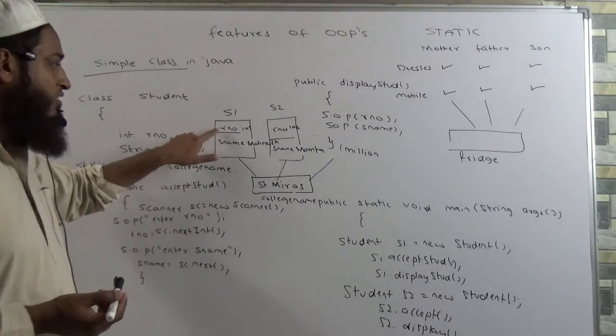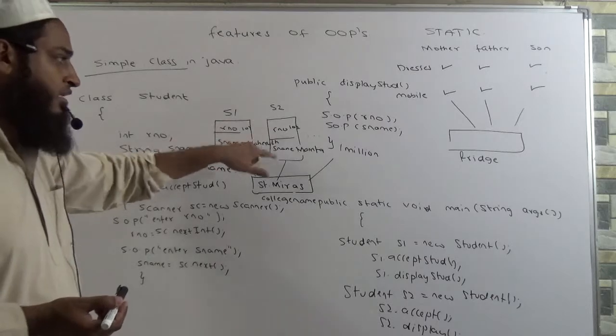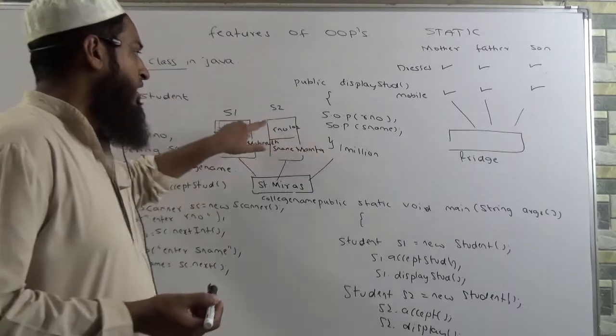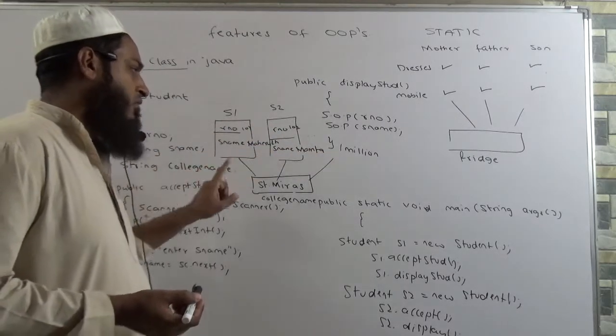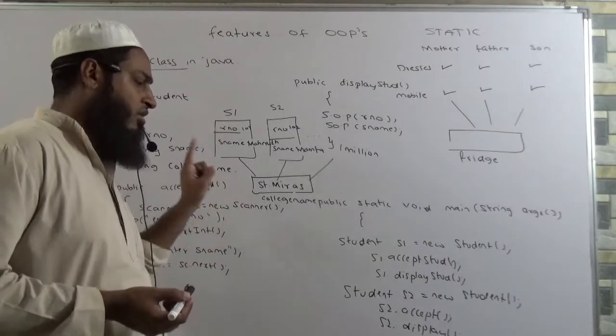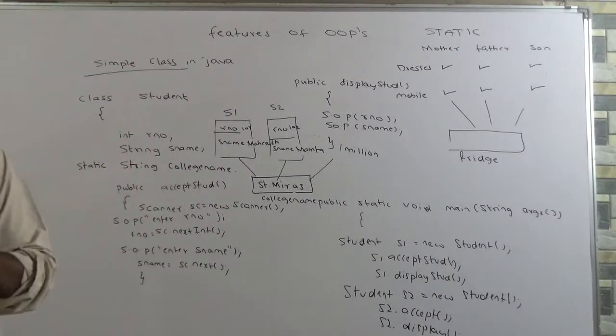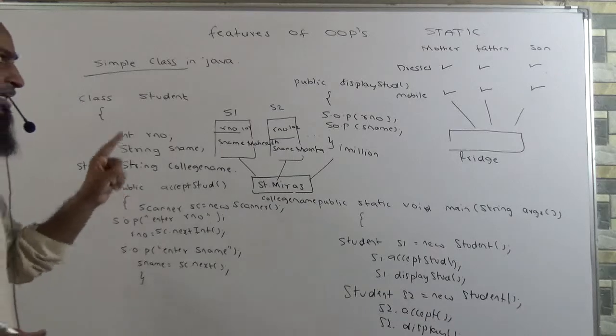Roll number, each object has its own copy. So if there are 1 million roll numbers, 1 million names, but there will not be 1 million college names. College name will be single. So only a single copy of static data is maintained per class.